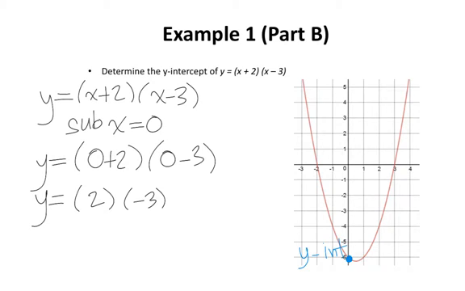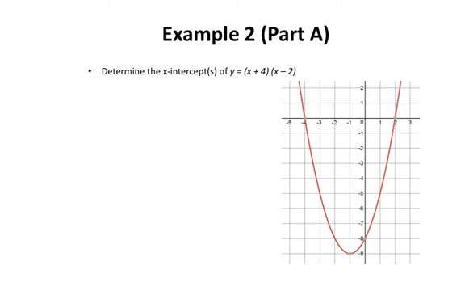And what you have here is multiplication, since there is no sign in between these brackets. So positive 2 multiplied by negative 3 is negative 6. And we already determined that our y-intercept was negative 6 by looking at the graph. Therefore, we can conclude we didn't make a mistake in this question.